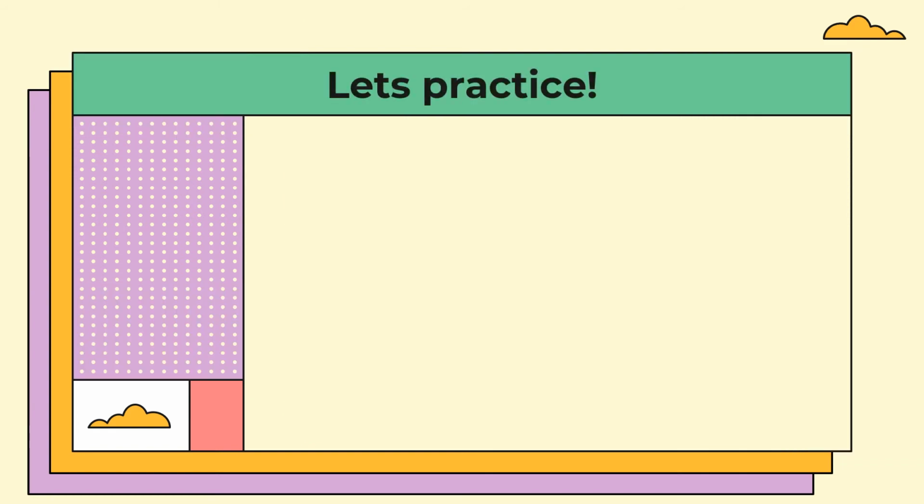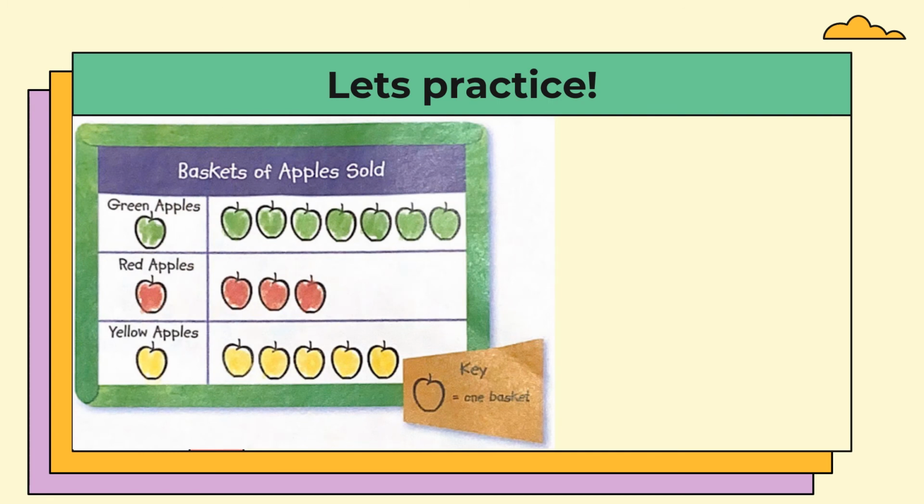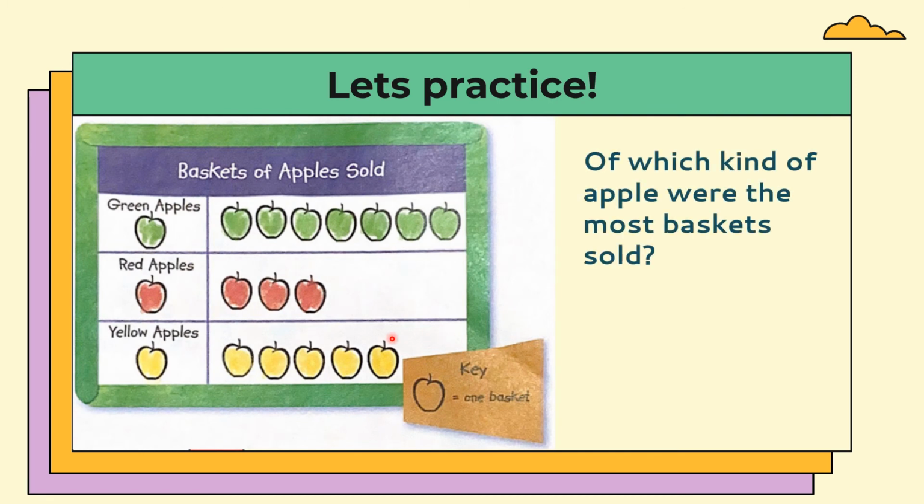Let's practice some questions now. We have the same picture graph here. The question is, of which kind of apple were the most baskets sold? Again, you are going to start reading from left to right and count the number of baskets sold for each of the 3 kinds of apples here. It's green, red and yellow apple.